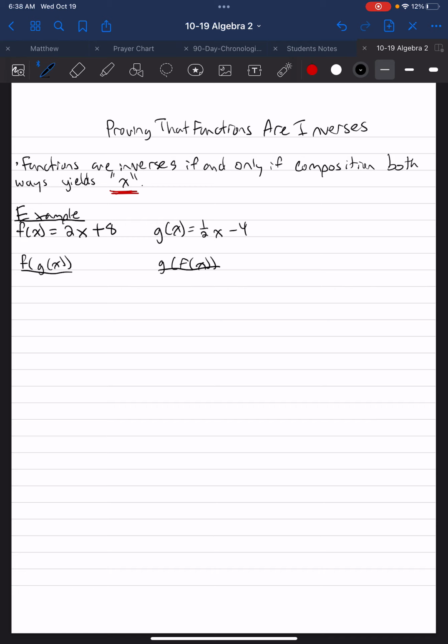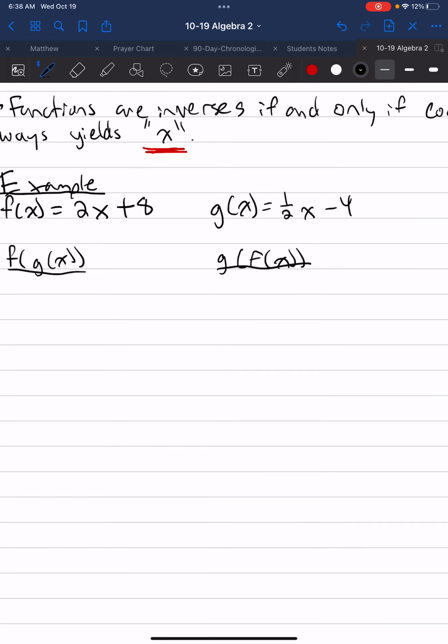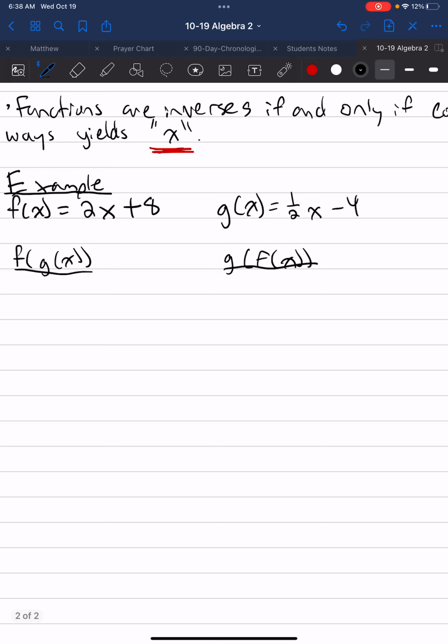Let me zoom in just a little bit. We talked about the steps here. First, write my first function, then just plug it in where x is and distribute. That gives me x minus 8 plus 8. These cancel out, and I'm left with x. Boom, that one's good.